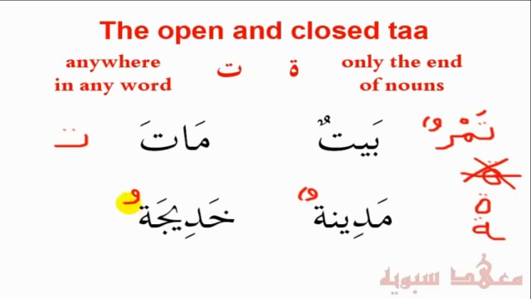Just a point there, female names don't get a tenween. They only get one dhamma or one fatha. They don't take a kasra. But we'll speak about this, inshallah, later on. You don't need to know that at this stage. So that completes the lesson. Walhamdulillahi Rabbil Alameen.